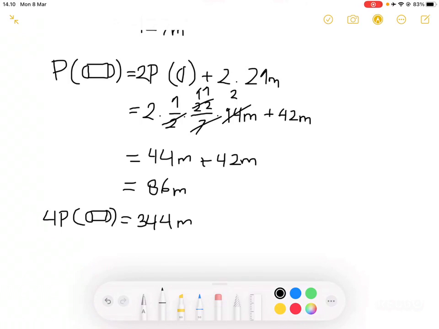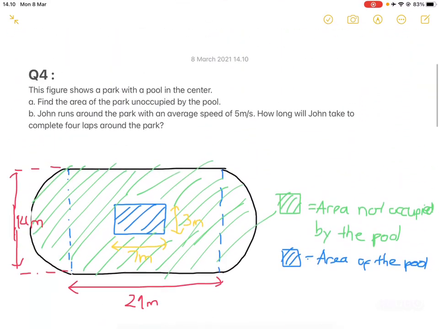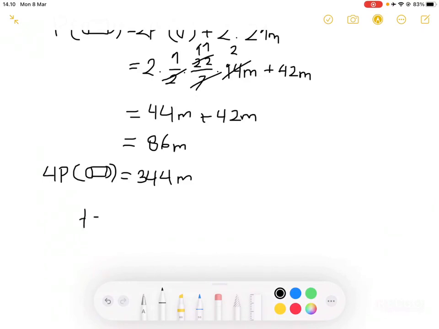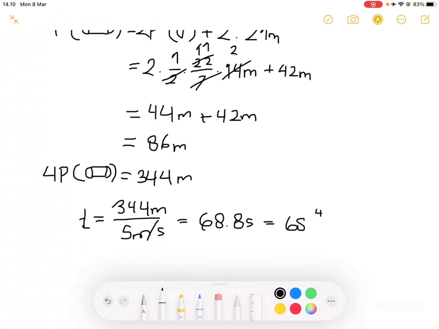Okay, and since we know his average speed is 5 meters per second, that means the time needed for John to travel around the park 4 times or complete 4 laps will be 344 meters divided by 5 meters per second. We can just calculate this in decimals, which will be 68.8 seconds, or in fraction form 68.425 seconds, which would take a little bit more than a minute.